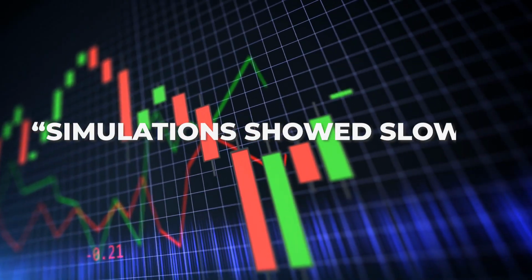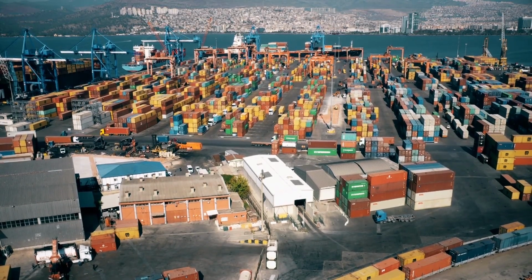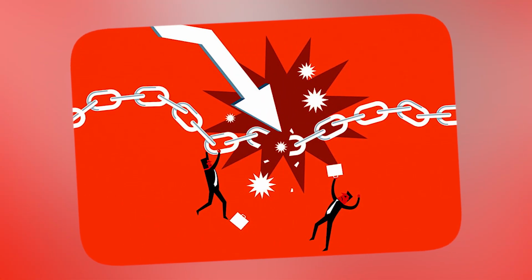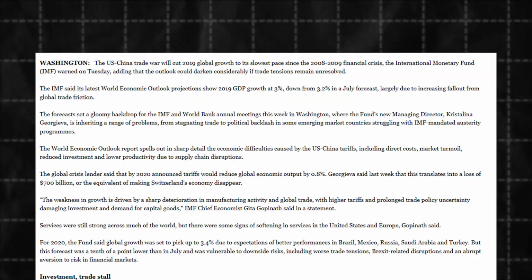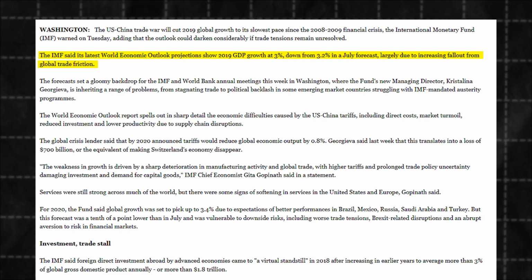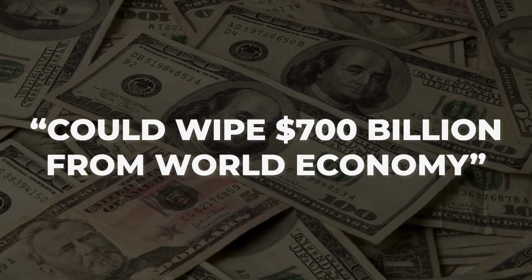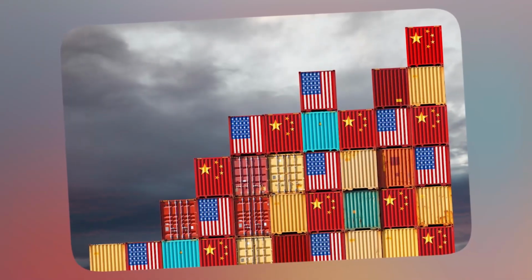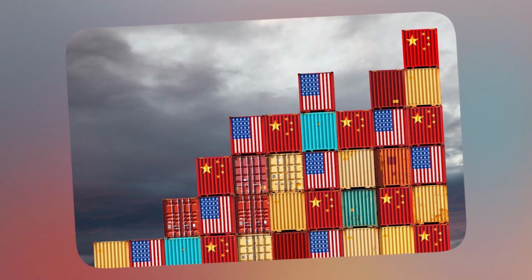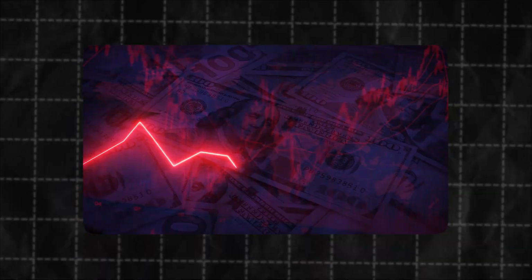As more countries joined the retaliation game, the global economy began to feel the pressure. Simulations showed slower GDP growth, especially in trade-heavy regions. Inflation ticked up as supply chains broke and currencies became unstable. The IMF estimated in 2019 that a full-scale global trade war could wipe out $700 billion from the world economy. The message was clear: in a deeply connected world, no country walks away unscathed. Trade wars have no real winners, only economic fallout.